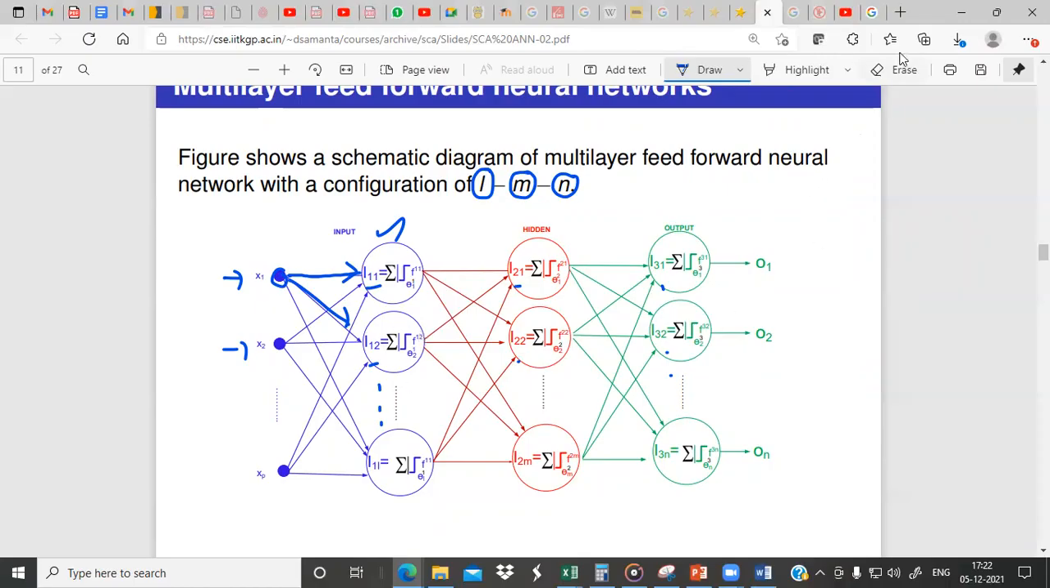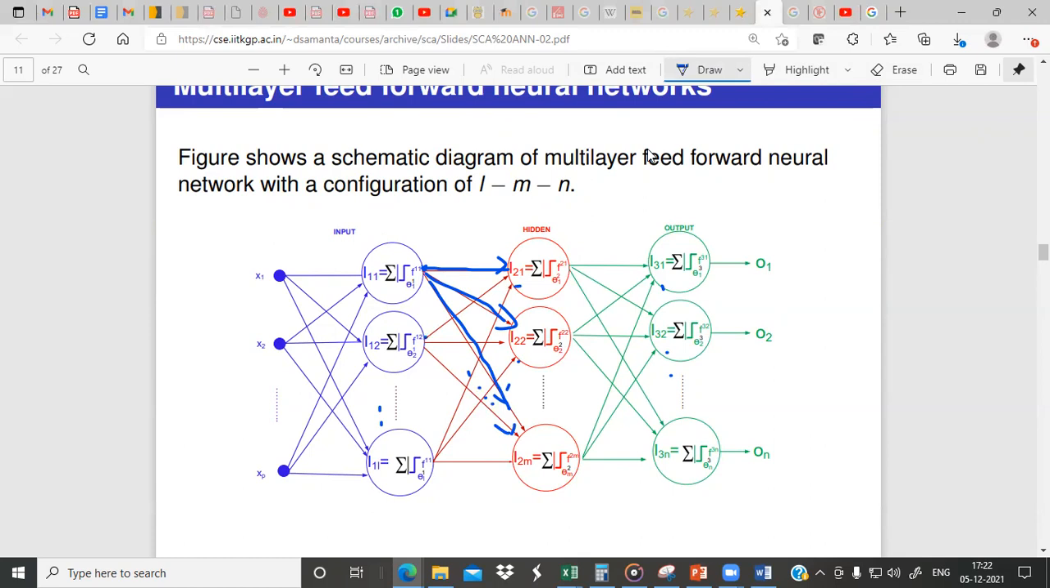Now, the first layer produces some output, right? Say the first neuron of the first layer produces some output. That output will go to all the neurons of the hidden layer. The output produced by the first neuron of the input layer will go to all the neurons of the hidden layer. It will go to the first neuron of the hidden layer, second neuron of the hidden layer, third neuron of the hidden layer, so on and so forth, up to the mth neuron of the hidden layer.